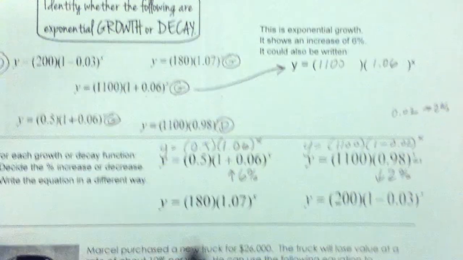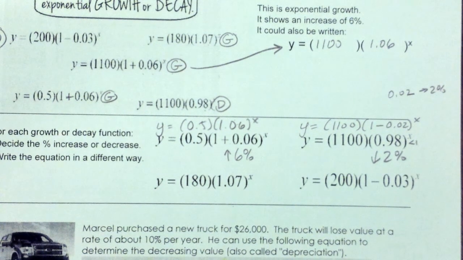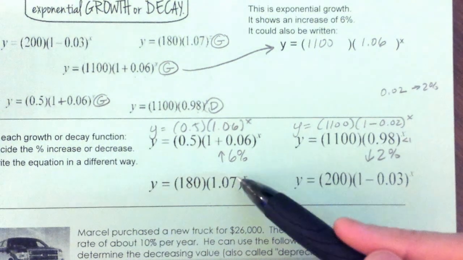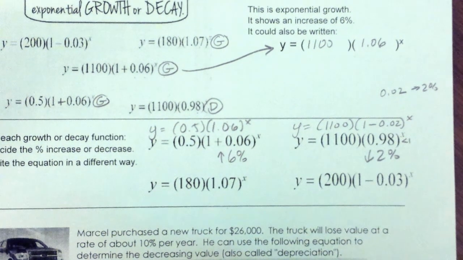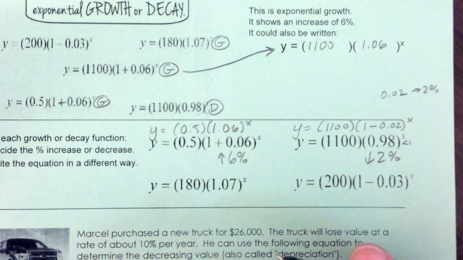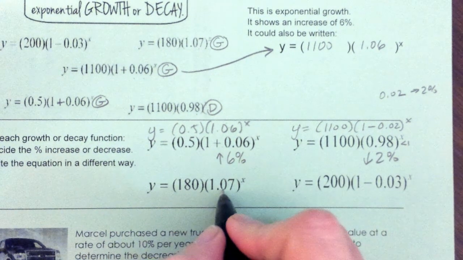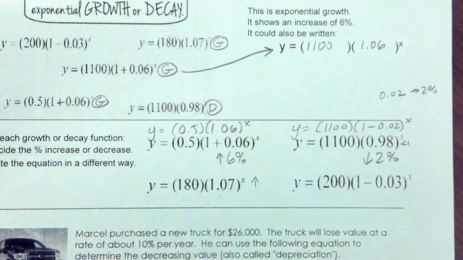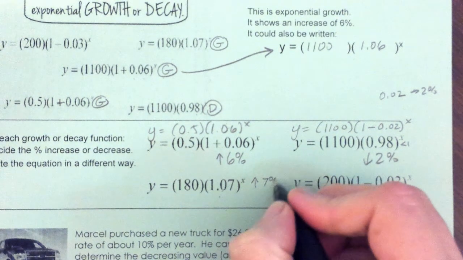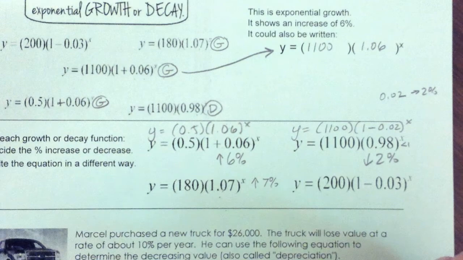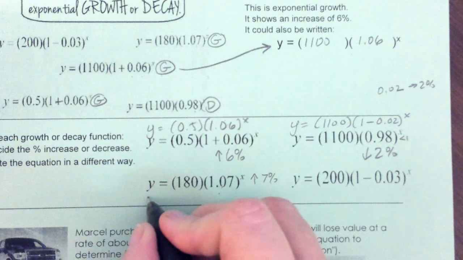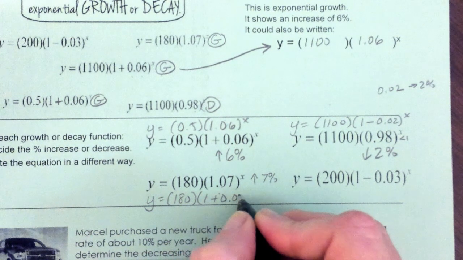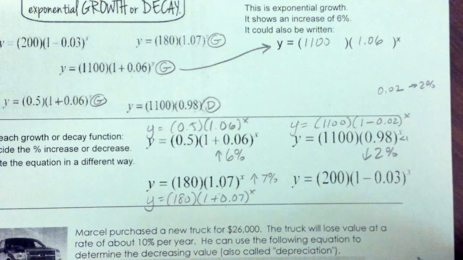Let's try this one here. You guys give this one a try. You're going to tell me what percent it is, and then you're going to write it in the other form. So if it's written like this, you're going to have to write it using the plus or minus sign. Okay, so this one, I'm seeing an increase. I know it's increasing by 7% because 1.07 is 107%. So the way I could write that instead is 180 times 1 plus 0.07 to the x power.